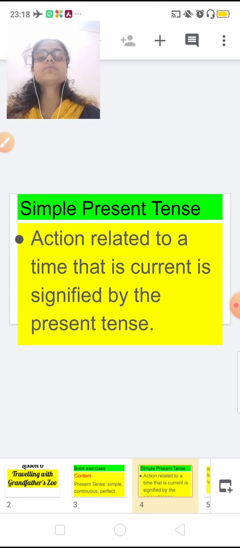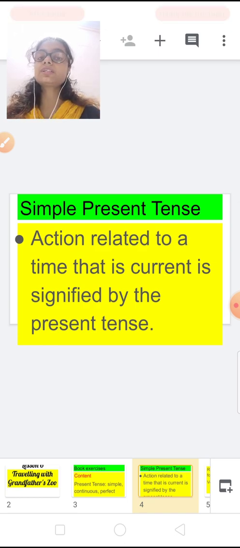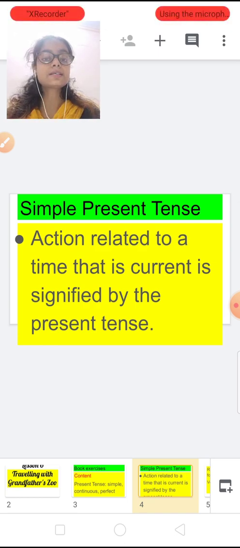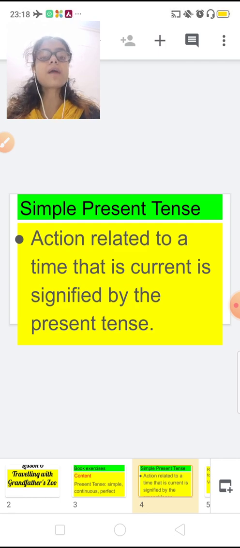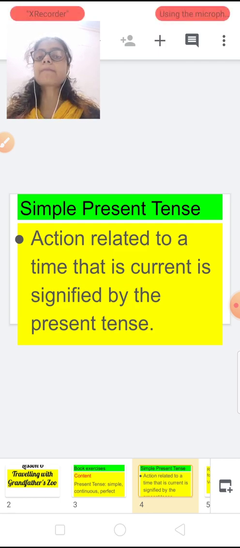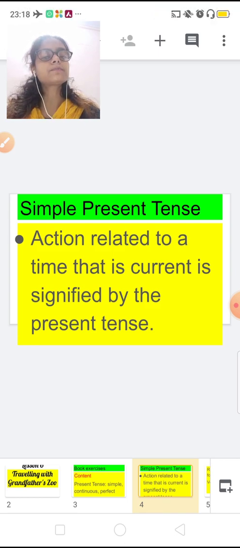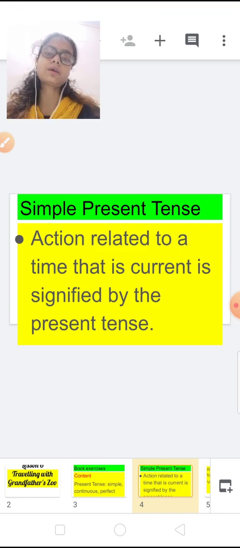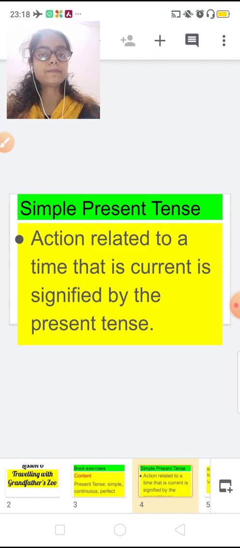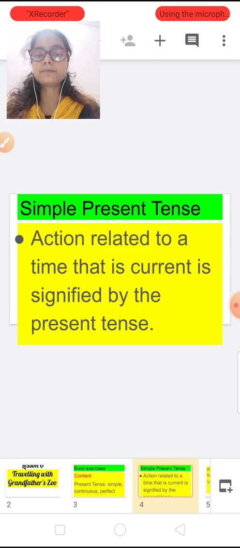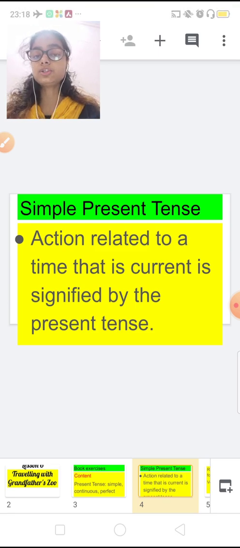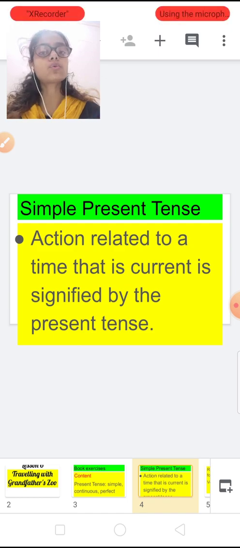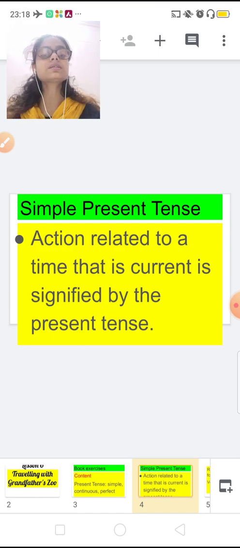Okay, so where do we use tense? Tense tells us when the action happened, whether it happened in the past, present or future. Now to understand this topic, past, present, future, I am going to ask you one question. What is the day today? Yes, everybody knows this. Then what will be the day tomorrow? What was the day yesterday?